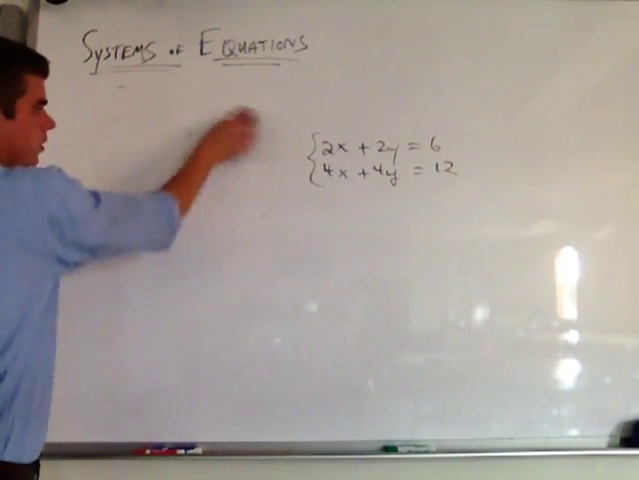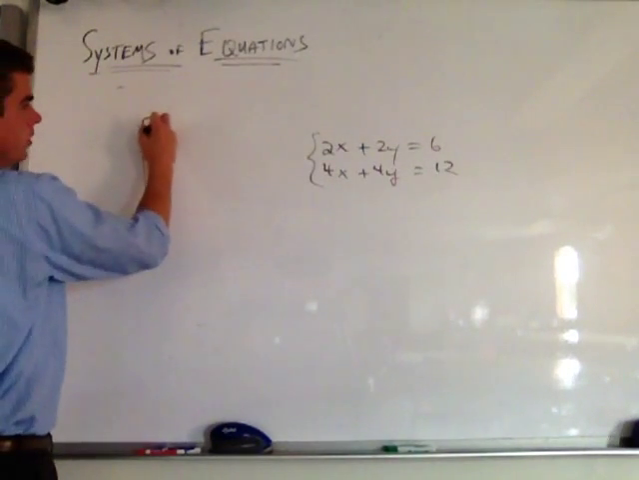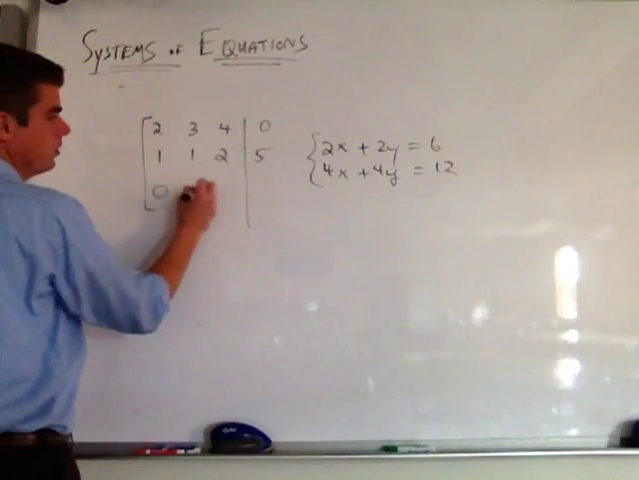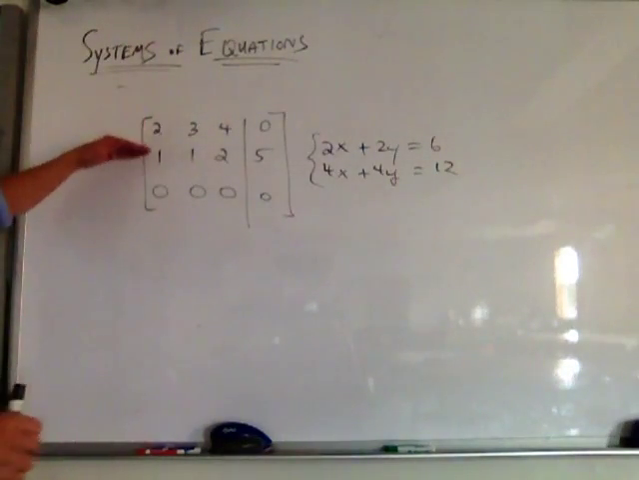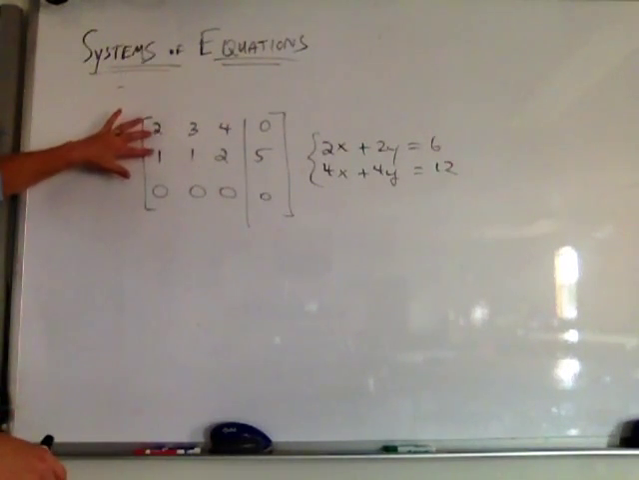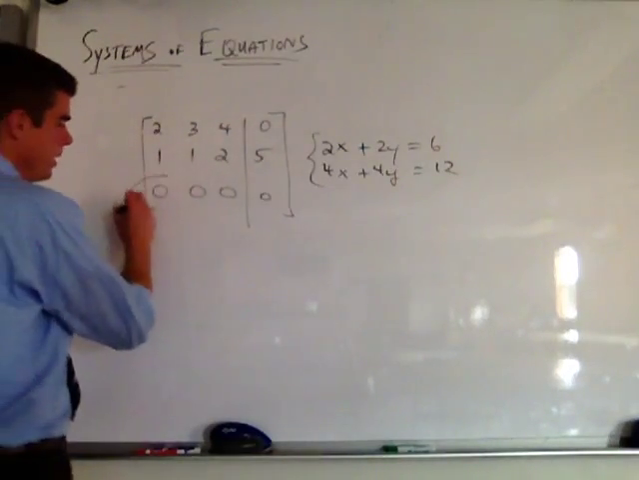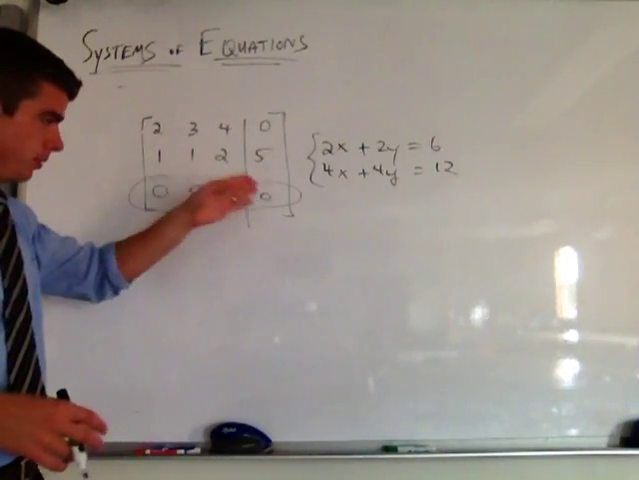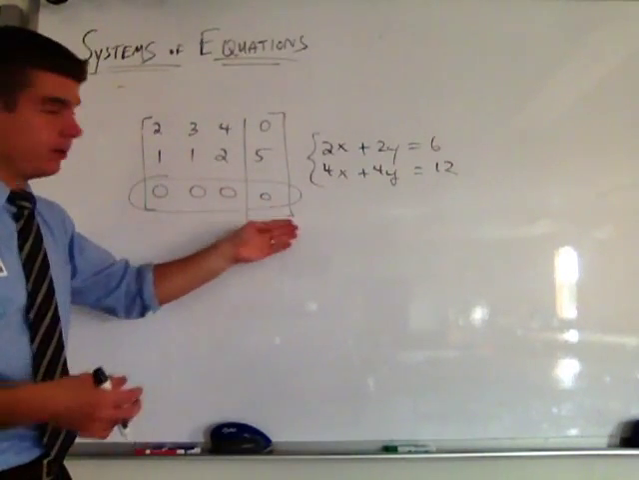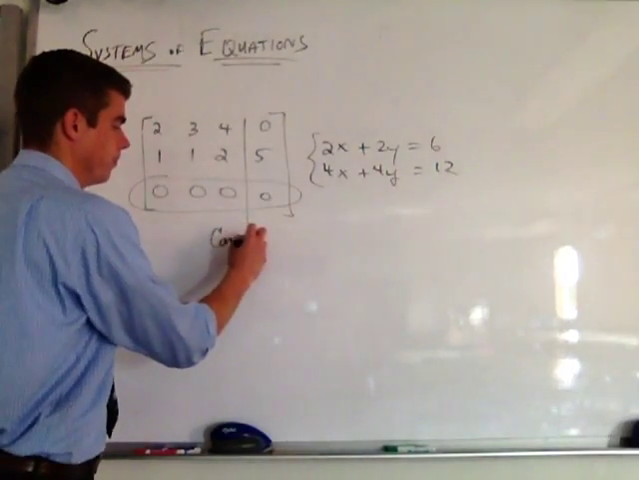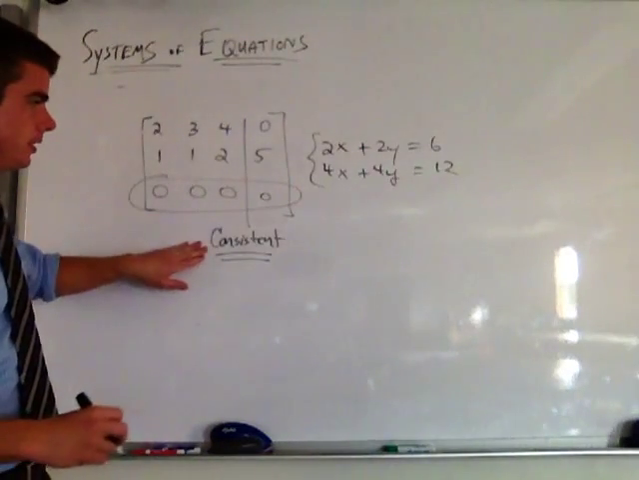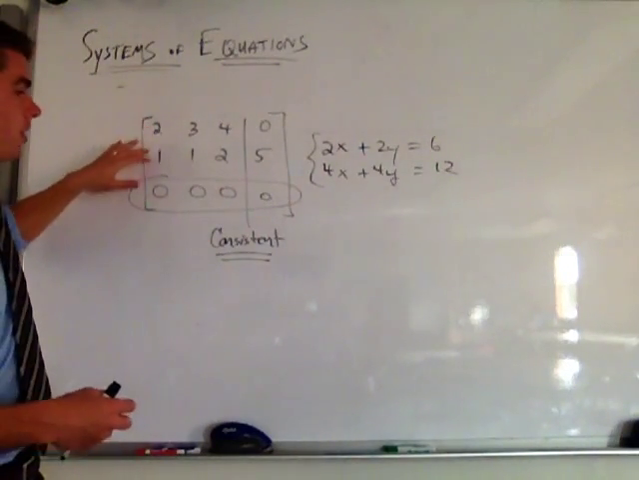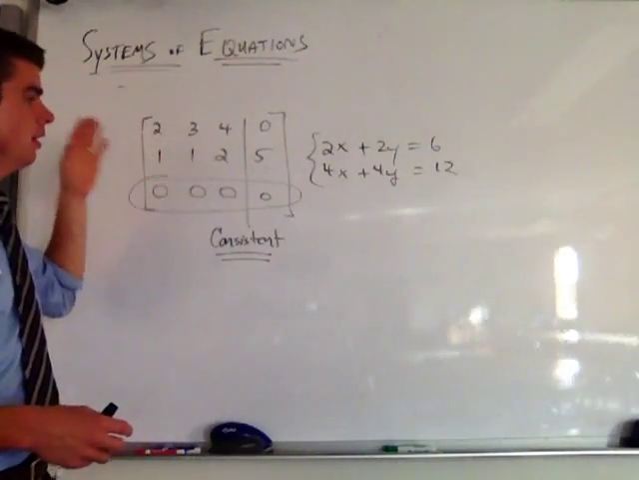Okay. Maybe one more. What if it looked like this? 2, 3, 4, 0, 1, 1, 2, 5, 0, 0, 0, 0. Again, 3 equations in 3 variables. These 2 rows are not multiples of each other, so there's no issue here. The issue you may think about is this row right here. Does that make this system inconsistent? 0x plus 0y plus 0z equals 0. There's nothing wrong with that statement. 0 equals 0. This is a consistent system. And there are an infinite number of solutions because in reality, I only have 2 equations with 3 variables. So there are an infinite number of ordered triples that would satisfy this, but it is consistent.